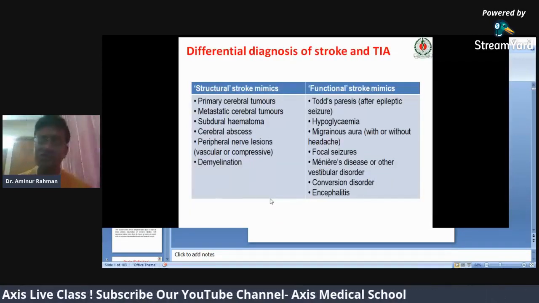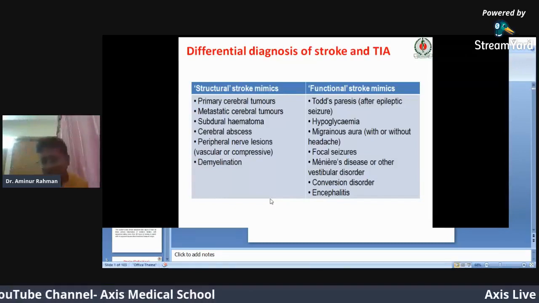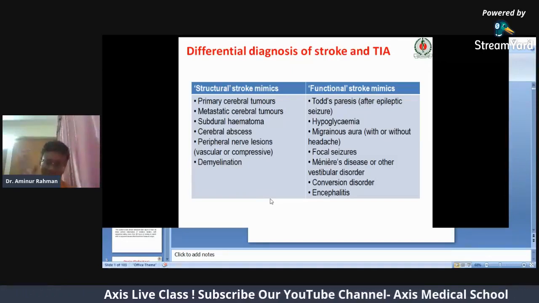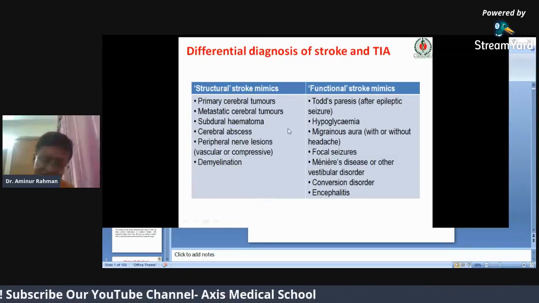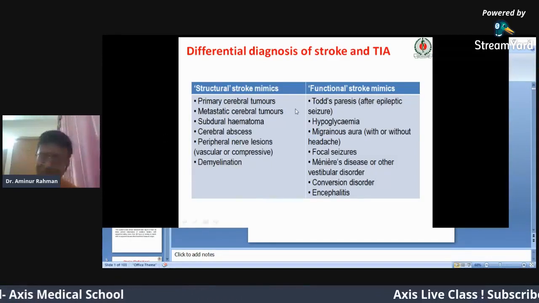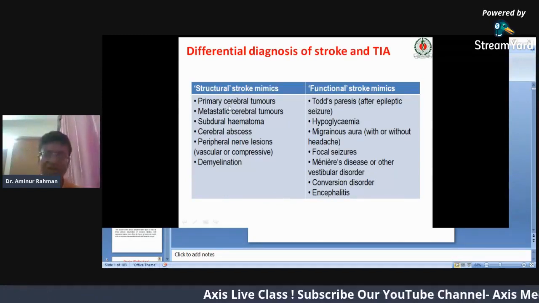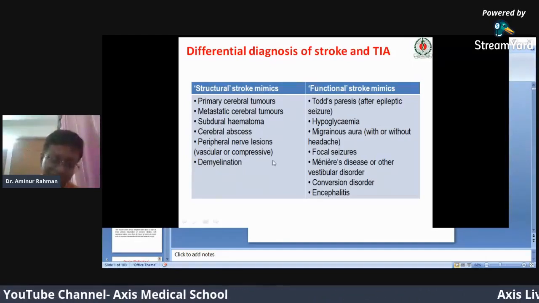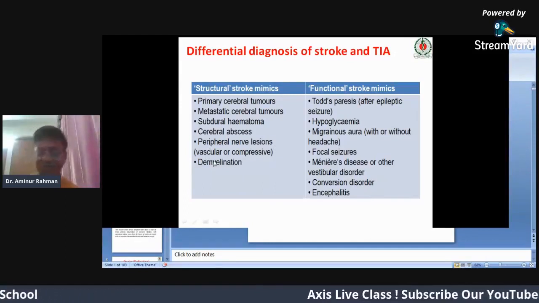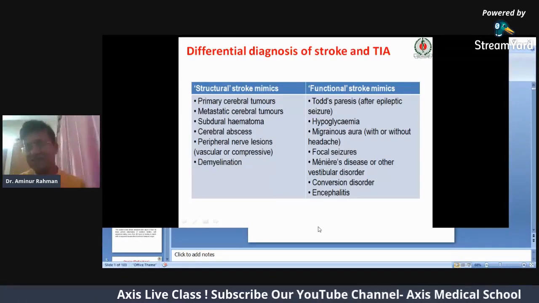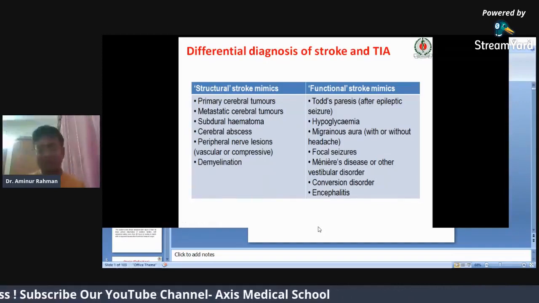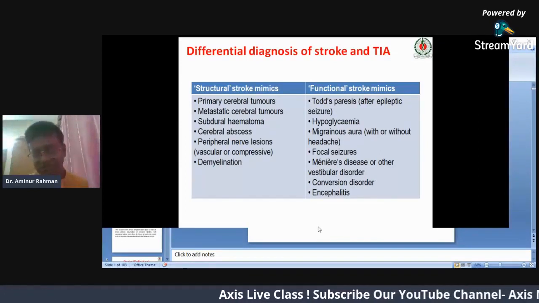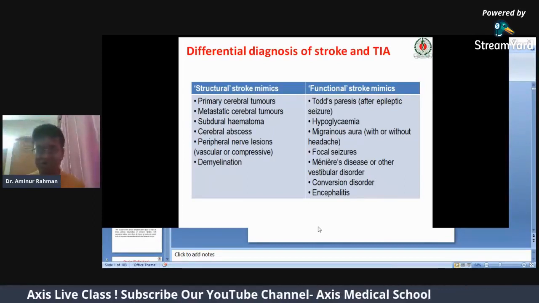What is the differential diagnosis of stroke? You will find it is like that: structural stroke mimic and functional stroke mimic. Structural means there is any pathological structure that's affecting the brain. The differential diagnosis of stroke includes primary cerebral tumor, metastatic cerebral tumor, subdural hematoma, cerebral abscess, peripheral nerve lesion, which is vascular or compressive, and demyelination. Functional stroke mimics include Todd's paralysis after epileptic seizure, hypoglycemia, migraine aura with or without headache, focal seizure, Meniere's disease or other vestibular disorder, conversion disorder, and encephalitis.